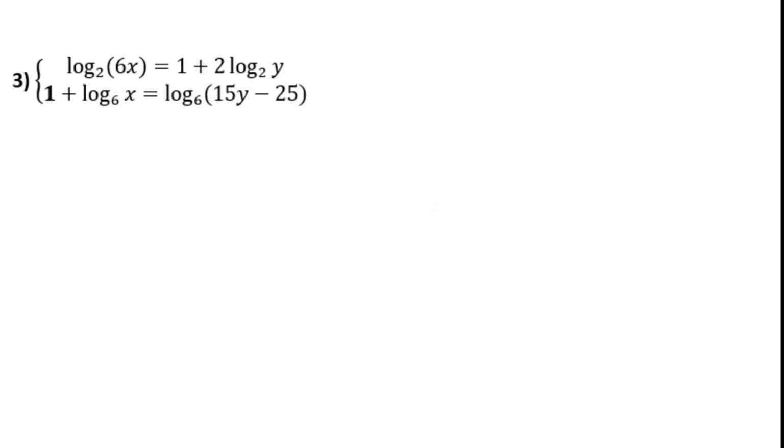Let's go to number 3. Still, the first step is to check the domain. We do know the argument of a log must be greater than 0. So we have 6x greater than 0. This is x greater than 0. So for both, we know x greater than 0 will be the domain for x.